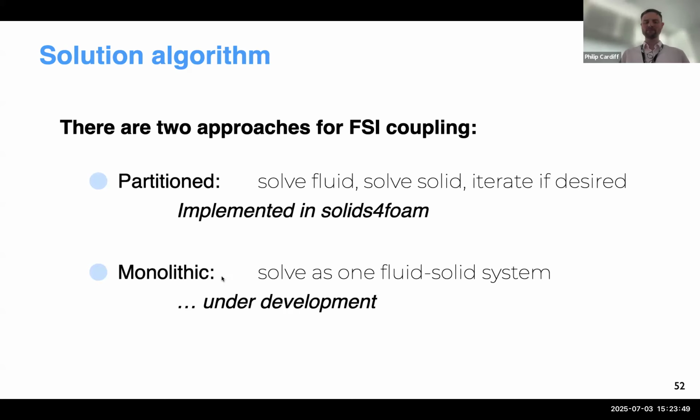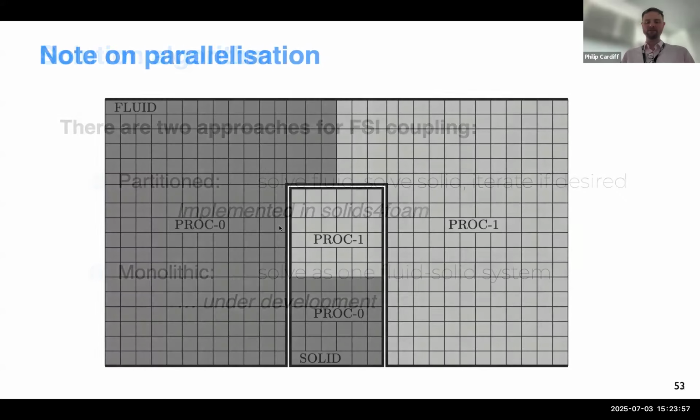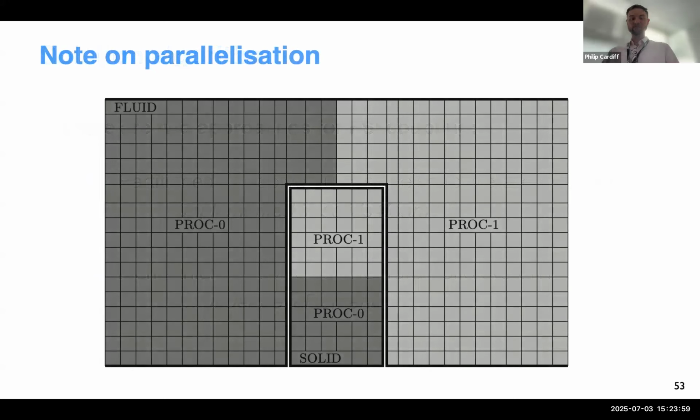So monolithic, I presented some initial development on Tuesday. Hopefully that'll be available maybe next year, but this is under development. So partitioned is the example I show now. And it's the same as multi-region foam, because it's actually using the same code for parallelization, which is an okay way to do it, but there's probably a better way: we reconstruct the entire interface across all processors and then sync it, and then each processor takes the bit it needs.